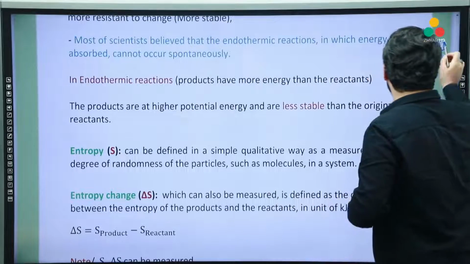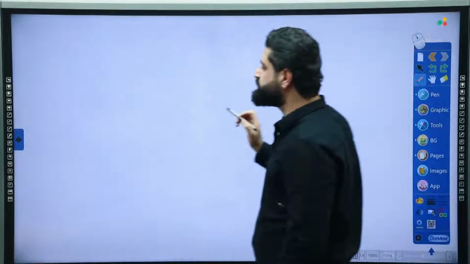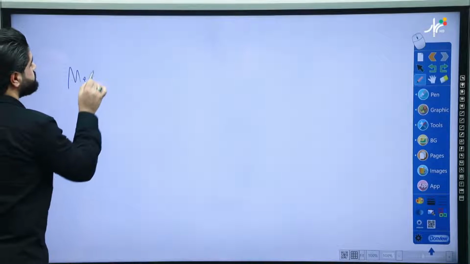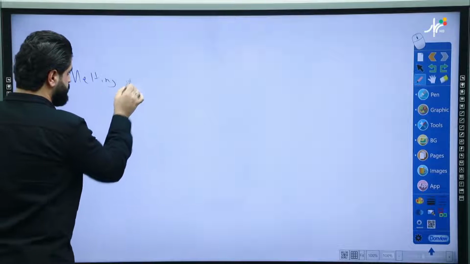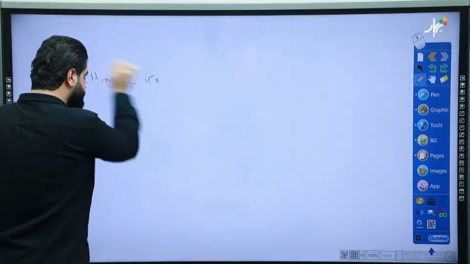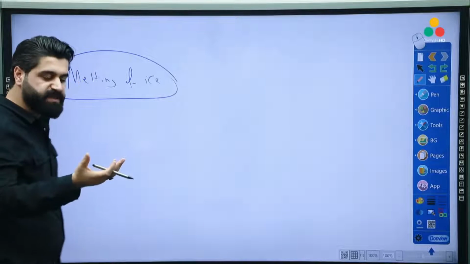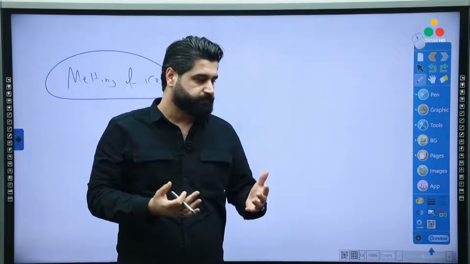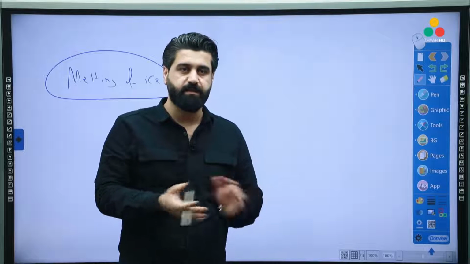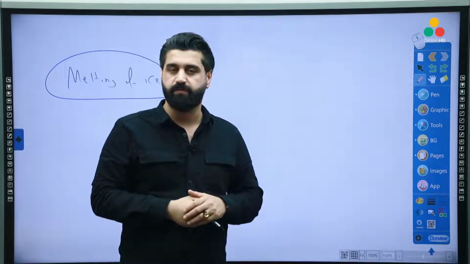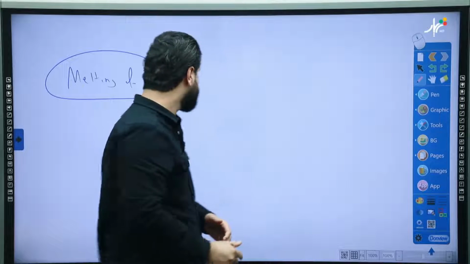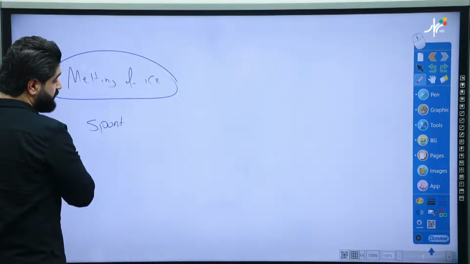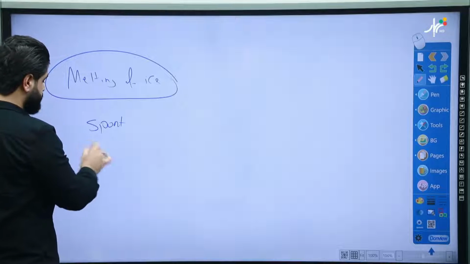But let's take a look at the melting of ice. If you put a piece of ice anywhere, it's going to melt spontaneously, without increasing temperature, without anything. So melting of ice is spontaneous. But is it exo or endo? It's endo.